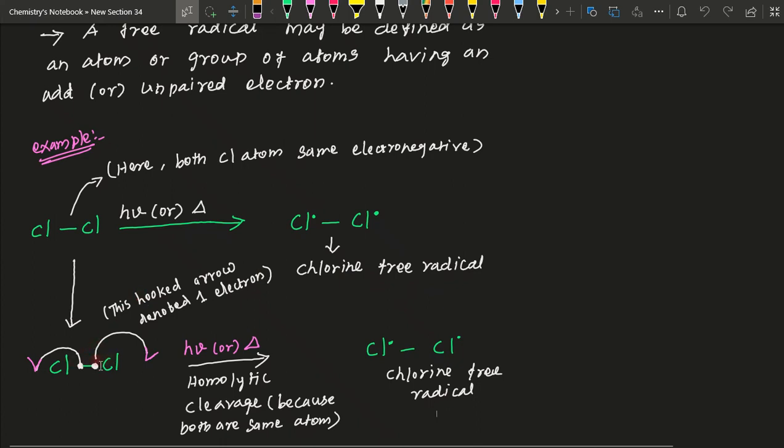Here this chlorine is already joined by a single bond. This chlorine goes into a free radical, this chlorine goes into a free radical. This same type of element bond breaking is called homolytic cleavage, because both are the same atom. See, here one chlorine free radical, here one chlorine free radical.